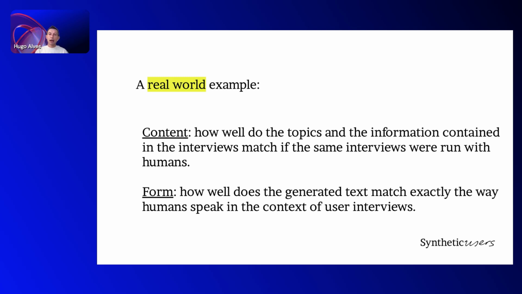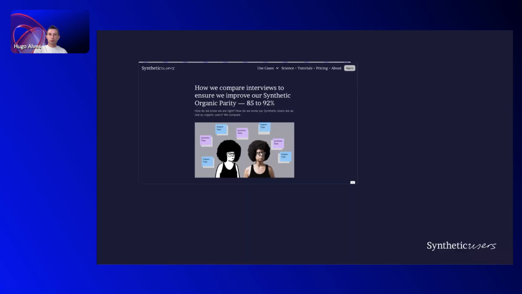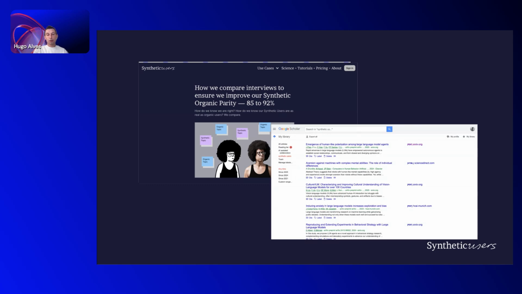So the form, we don't want our synthetic users to answer in that kind of broken down discourse that we sometimes see in real user interviews, in human user interviews. So we optimize for one, but not for the other. So we do this on our own.